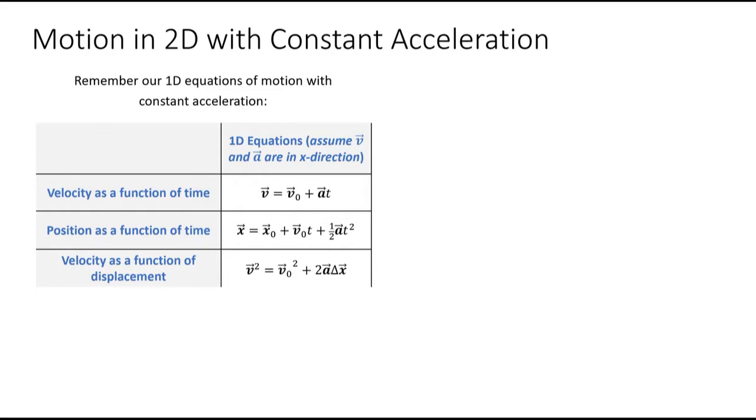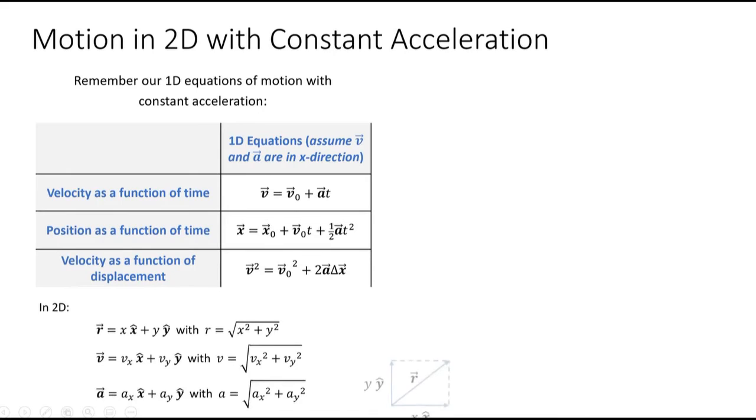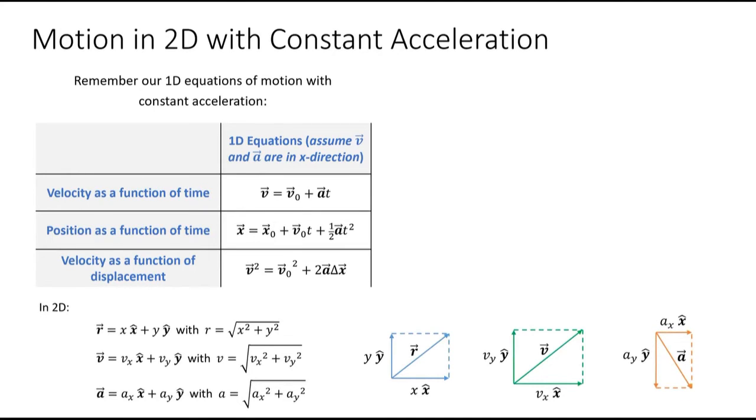So I have those original equations, and now we're just going to translate into two dimensions by breaking all of our important kinematics properties up into their x and y components. So for example, we want to think about position and its components in the x and y directions. We want to think about velocity and its components in the x and y directions. And then finally, we want to take acceleration and break it up into x and y components as well.